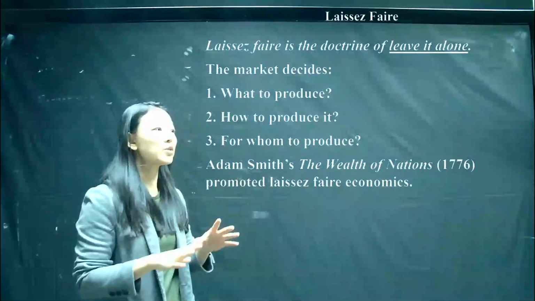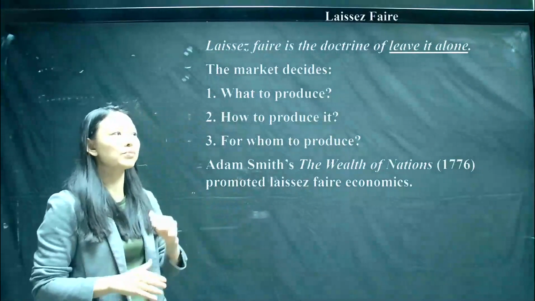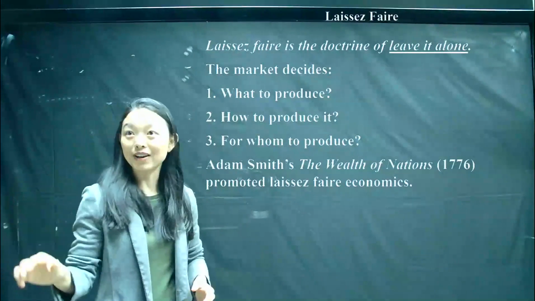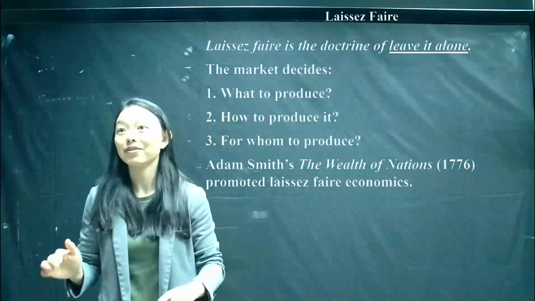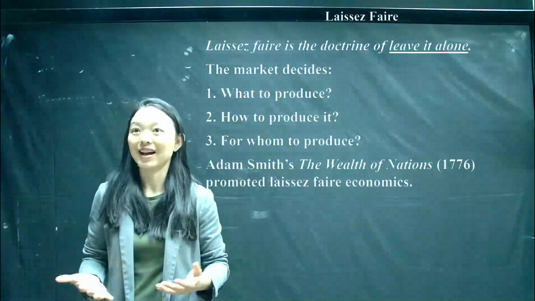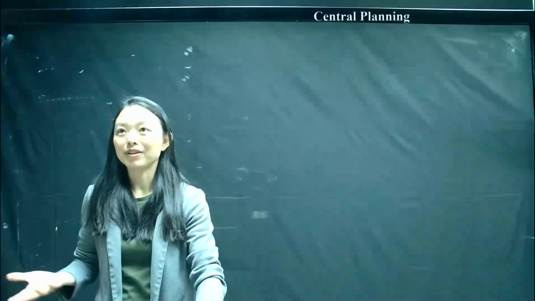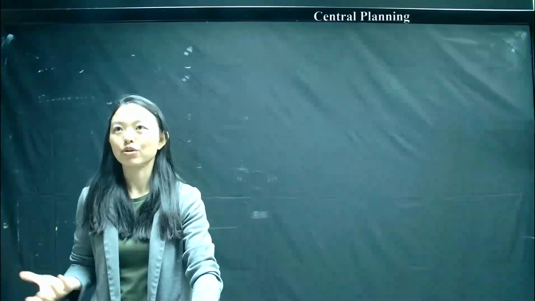In Adam Smith's The Wealth of Nations, it promotes the so-called laissez-faire economy, where the market decides all the activities. On the contrary, there is another type of economy based on central planning.